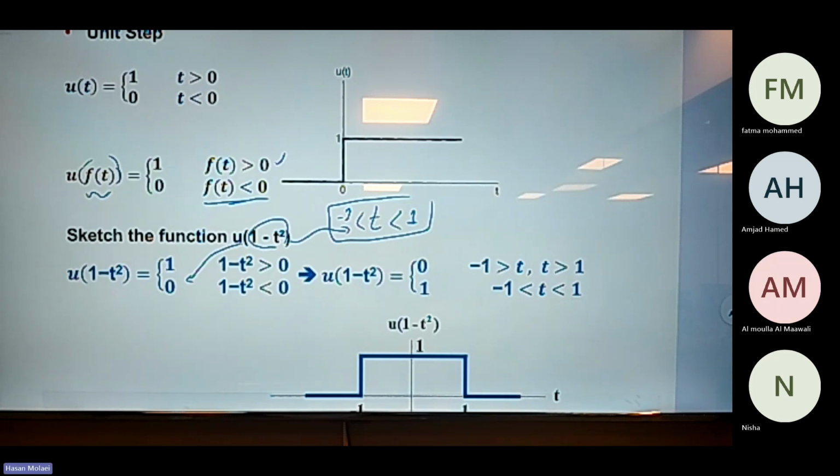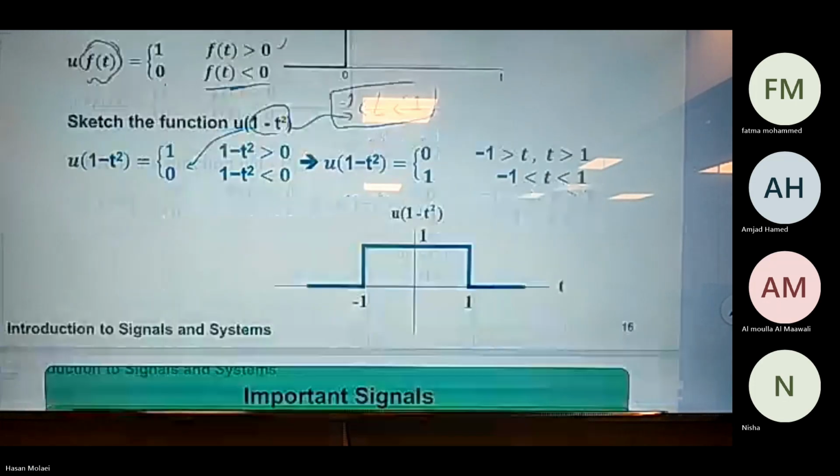Is it difficult for you? We used to write it as u of t plus 1 minus u of t minus 1, which is a time shift. Just know that u of anything is 1 if that anything is positive. It doesn't matter what it is.